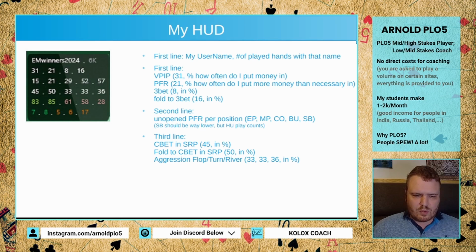Then fold to c-bet is 50%. It should probably be at 40%, so I'm folding a little bit too much against c-bets. But this is probably also okay, because people c-bet very straightforwardly. So when they have top 2 or a set, they almost always c-bet, and when they have absolutely nothing, they will shy away from c-betting.